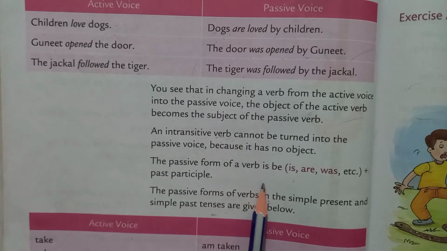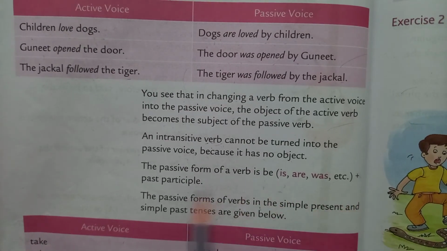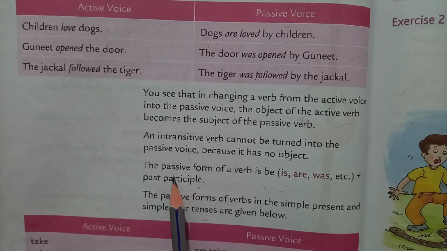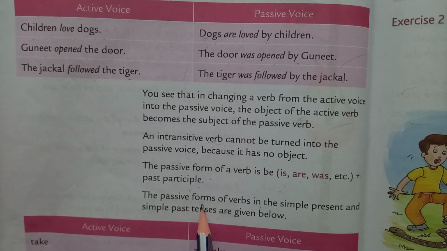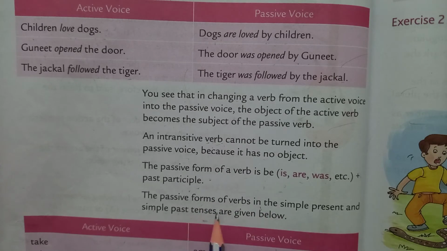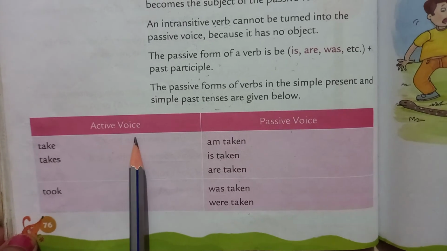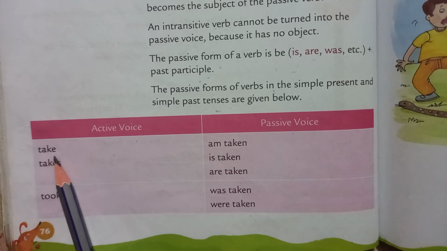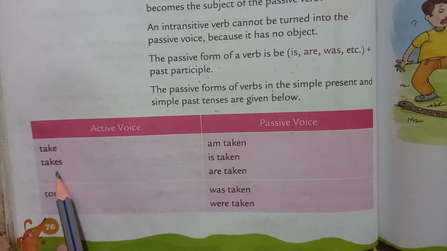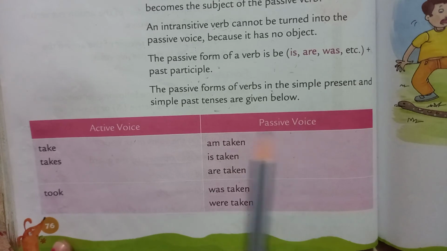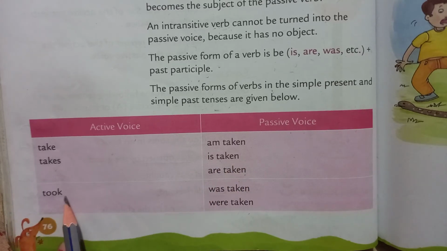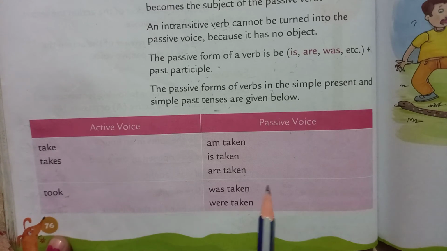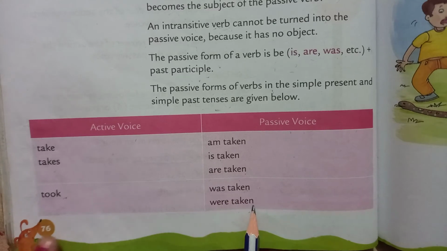Now see, the passive form of a verb is be, is, are, was, etc. plus past participle. The verb used in the passive voice is, are, was, etc. plus past participle. The passive forms of verbs in simple present and simple past tenses are given below. Now see, in active voice, if the verb is V1, take or takes or es, then in passive voice we will change the verb into am taken, is taken, are taken. Now if the verb is V2, that is took is V2, so in passive voice it will be was taken, were taken.